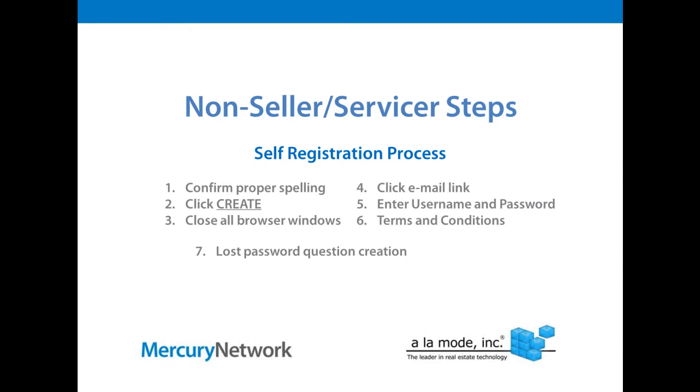On the self-registration page, you'll want to first confirm or edit the spelling of your name and complete the remaining fields to create your UCDP user ID and password. Then click Create when you've completed the required fields, then close out all of your internet browser windows.